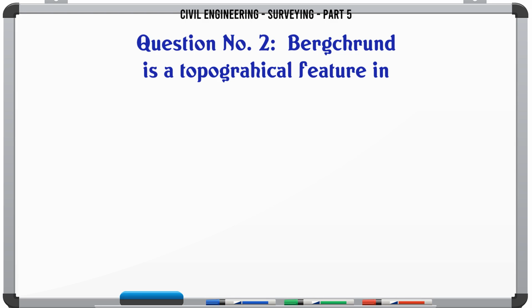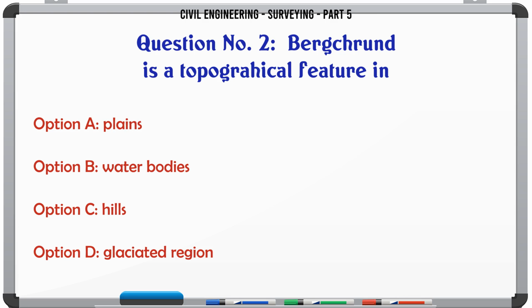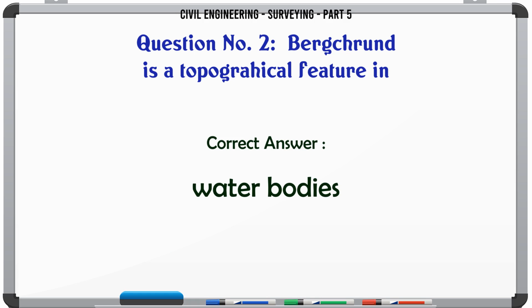Berggrund is a topographical feature in: A. Plains, B. Water bodies, C. Hills, D. Glaciated region. The correct answer is water bodies.